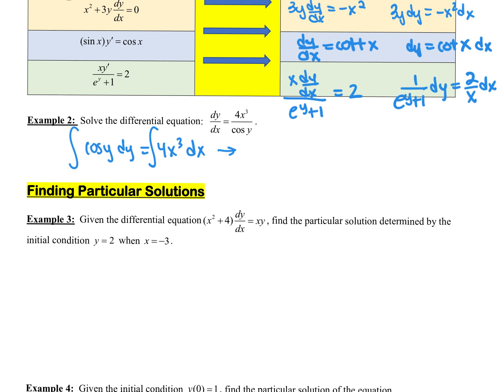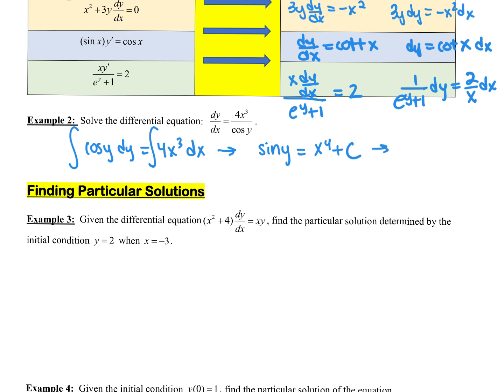What's the antiderivative of cosine? Sine. What's the antiderivative of 4x cubed? X to the fourth. And where do we put the plus c? On the x side. And then the very last step is usually that you want to solve for y, as long as that's possible, right?